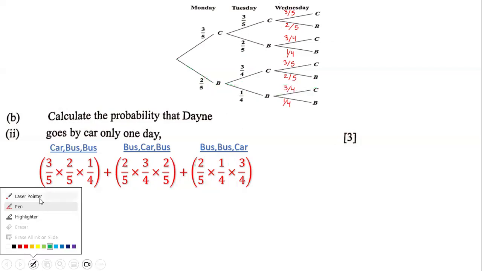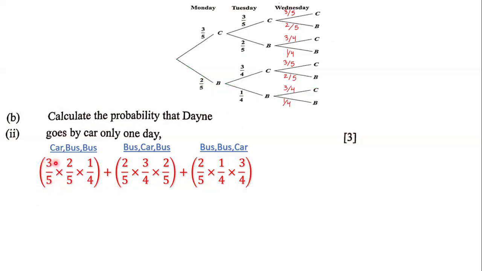And now we're just going to multiply. We have 3 times 2 times 1, which is 6, and then 5 times 5 times 4 is 100. And then we say 2 times 3 times 2, which is 12, and 5 times 4 times 5 is 100. And then we say 2 times 1 times 3, which is 6, and then 5 times 4 times 4 gives us 80. And so when we add all these up, we get 0.255. And so the probability that he goes by car only 1 day is 0.255.